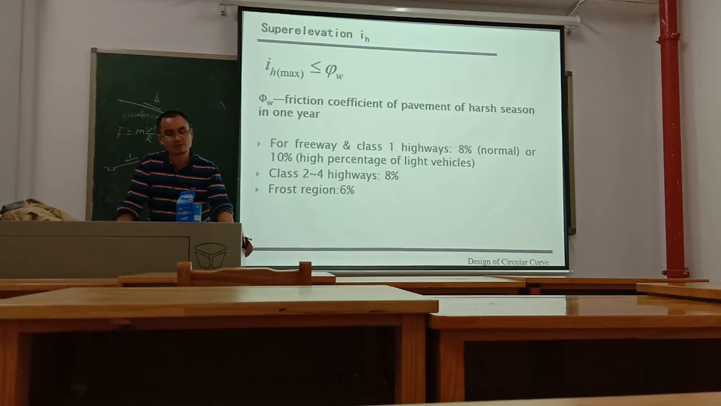On frost regions, with ice, the maximum of IH is 6%.